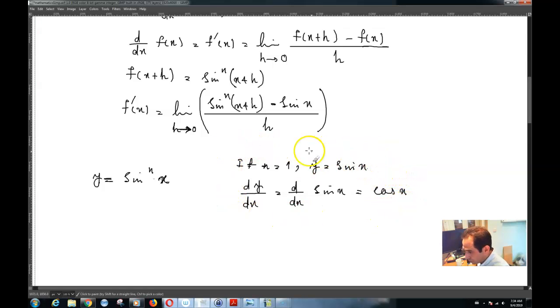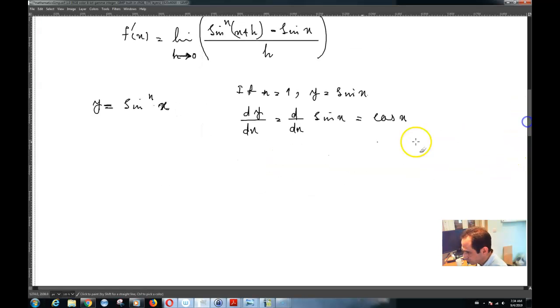Now what I'm doing here is trying to find some sort of rule for the sine function. Logically, what you would think is that I'm going to see what the derivative of sine raised to the power n of x is when n is equal to 1, for example. And now if n is equal to 2, then y would be equal to sine squared x. Let's see what the derivative of that is.